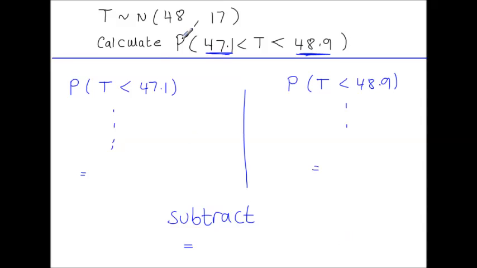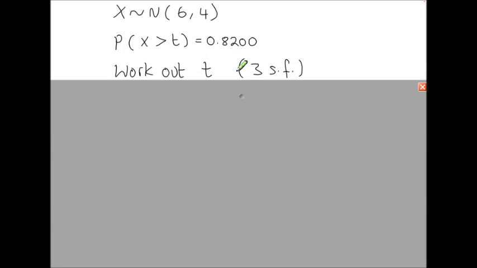Okay, so just to go over this once more, if you have a question where you're trying to work out the probability that you have something between two values, you always work out less than for both values. So then you have two separate probabilities that you've calculated, and then you subtract these two to get your final answer. In this problem, we're already given the probability, which is 0.82 or 82%, and we're trying to work out this unknown value of x.